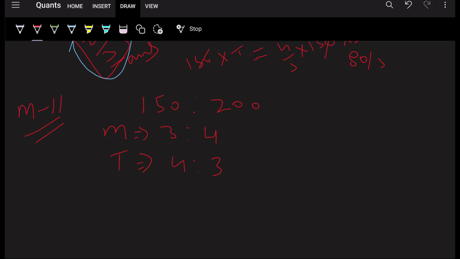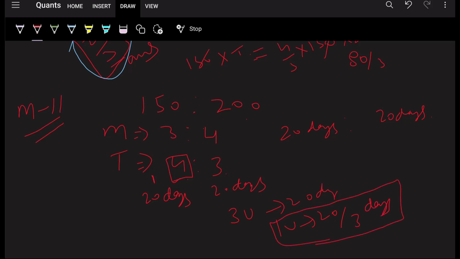Now they have worked for 20 days both. This is also 20 days and this is also 20 days. Now I know that if 200 men work for 20 days, and if 150 men are working, then they will take 4 days. That means 1 unit extra. So if 3 units is 20 days, then 1 unit will be 20 by 3 days. And here if 150 men are working, the time taken is 1 unit more, which is 20 by 3 days. So this is the extra time.